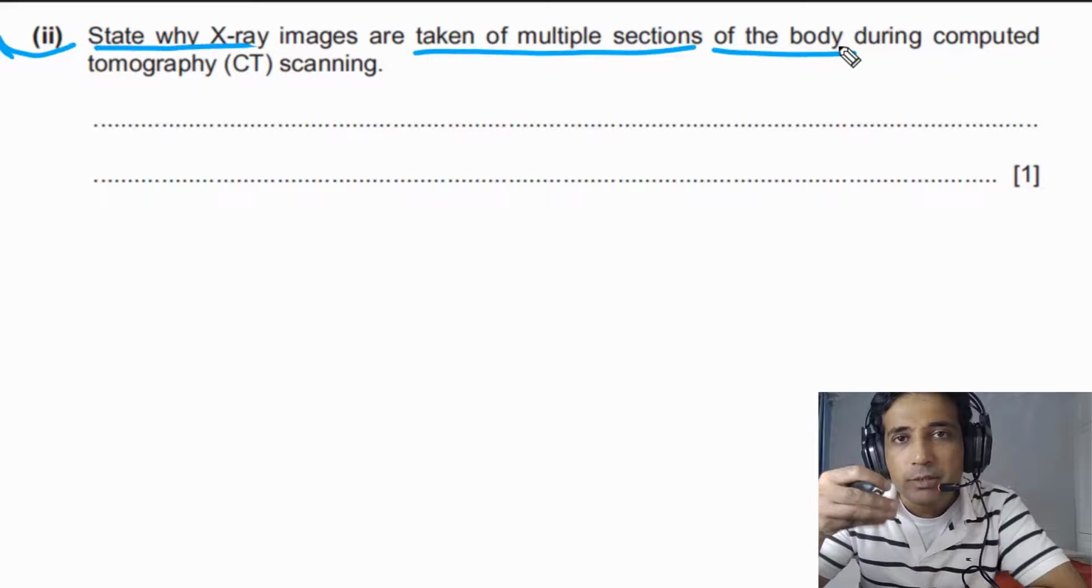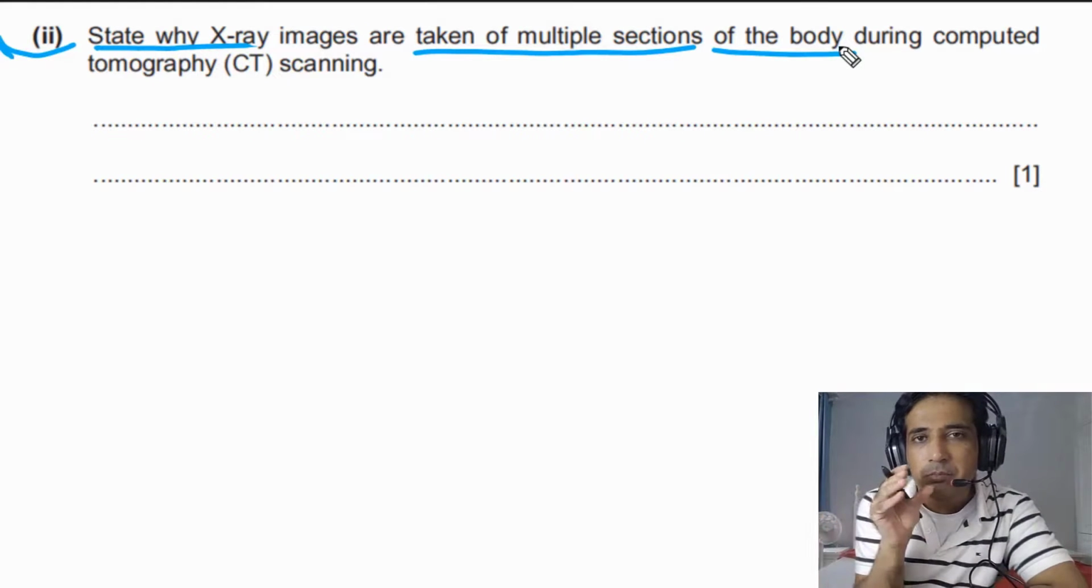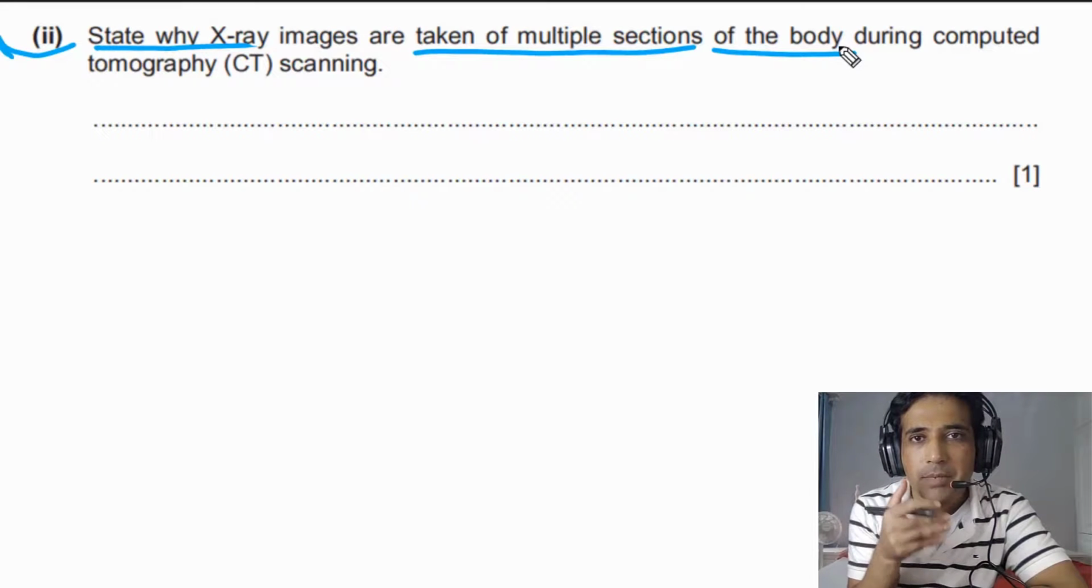In X-ray, we can get a 2D image, but with the help of a CT scan, we can get a 3D image of any part of the body. In order to get a 3D image, we need to take multiple images of multiple sections of that part of the body, and then we combine them to create the 3D image. And that's the main difference. With the help of a CT scan, we can get a three-dimensional image. We can rotate and we can view from different angles.